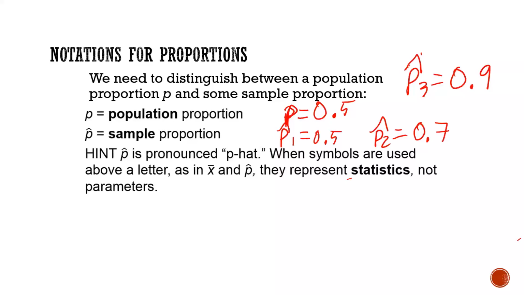How do these compare to 0.5? What is actually the population proportion, the proportion of the population that's male? Does everyone kind of understand what we're talking about here?